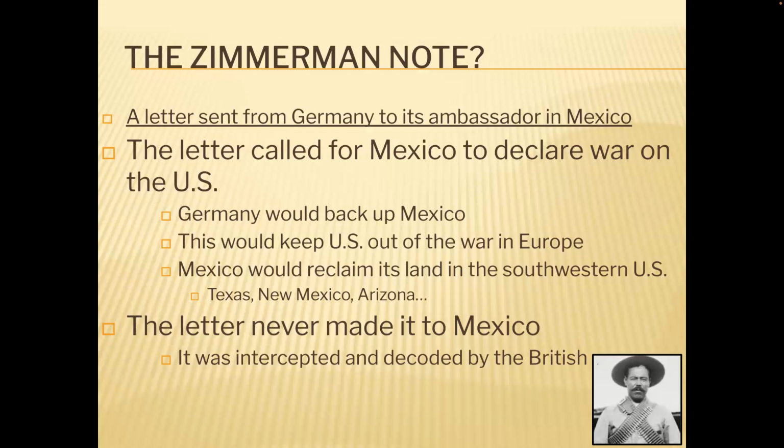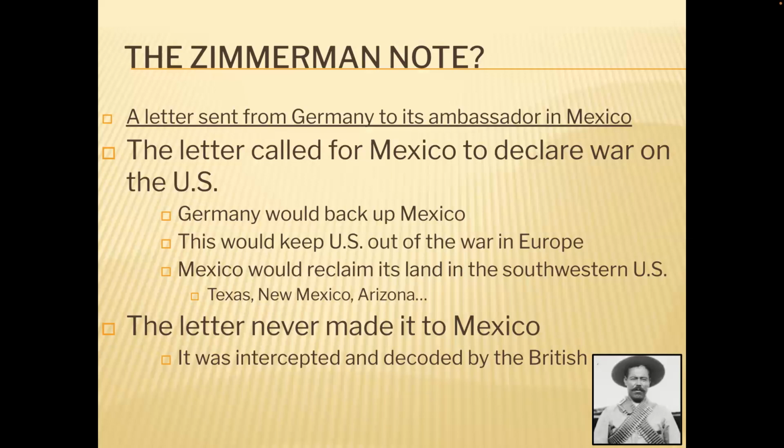And then after the war, what does Mexico get in return? You should have read about it in the vocab here. What does Mexico get in return? Go ahead, Chris. They get the territory that they lost. Yeah, good job. So that war that they lost to the United States, they'll get these territories back.